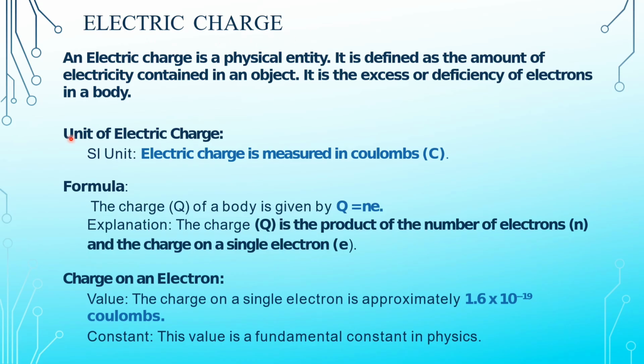Next we are going to see the unit of electric charge. The SI unit of electric charge is the coulomb. This charge is denoted by the letter Q. So Q of the body is given by Q is equal to N into E. Here N is the number of electrons, and E is the charge on a single electron. So it is the product of the number of electrons and the charge on a single electron.